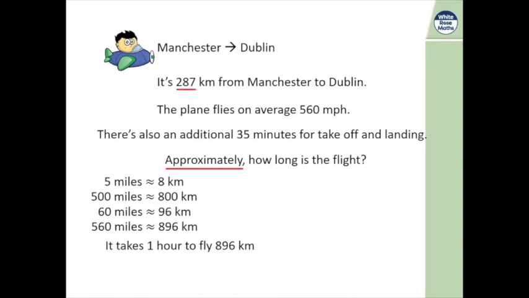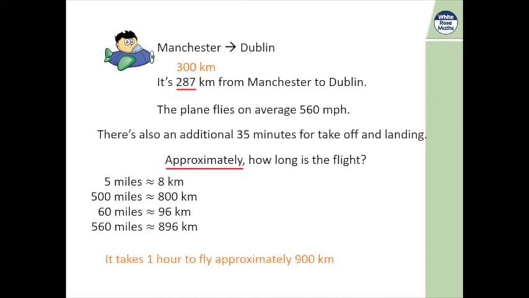Now it's 287 kilometres from Manchester to Dublin. Now the question asks approximately how long is the flight. So I can round these numbers to make it easier for us to work out. 287 is very close to 300 kilometres. And 896 kilometres is very close to 900 kilometres. These are easier numbers to work with.